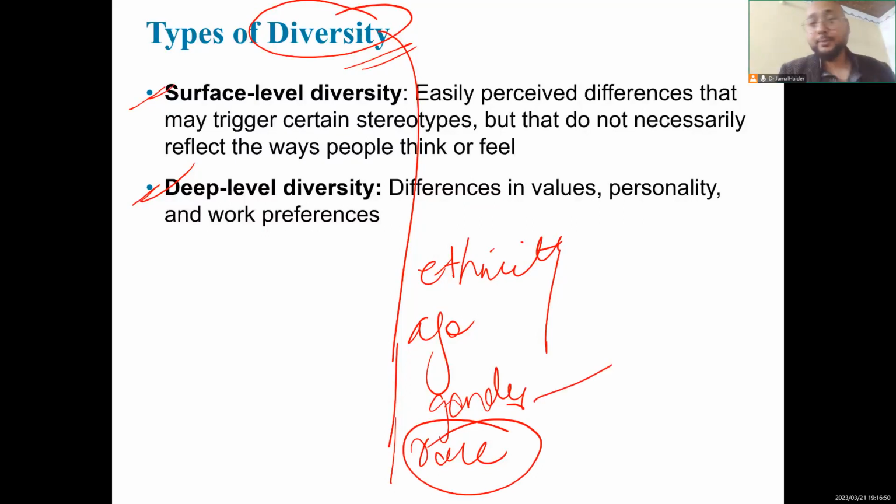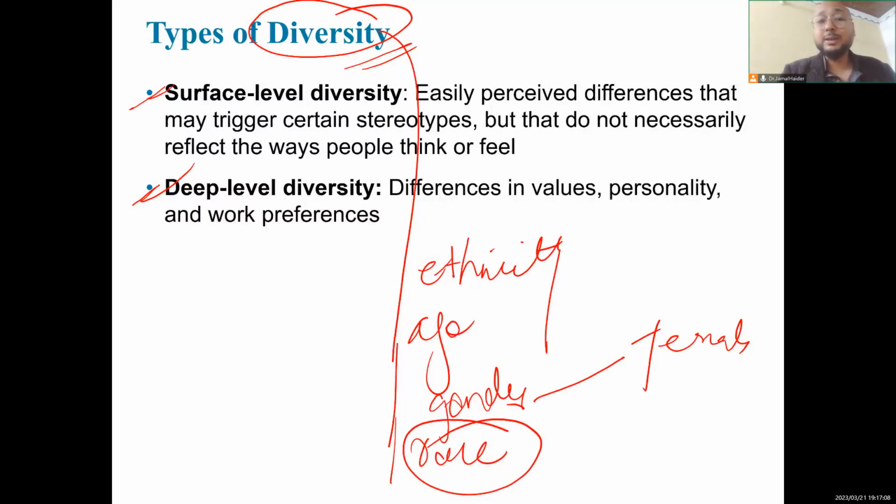Or if you are female, if in an office there are males and females working, you go to the office and you see that females are less, so if I have some issue I should talk to some females. So this is called surface level diversity.